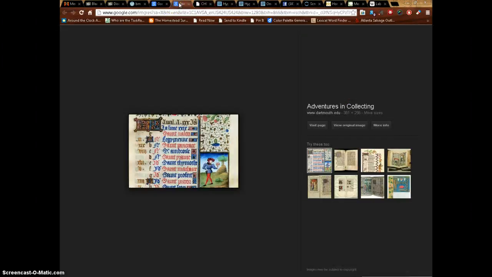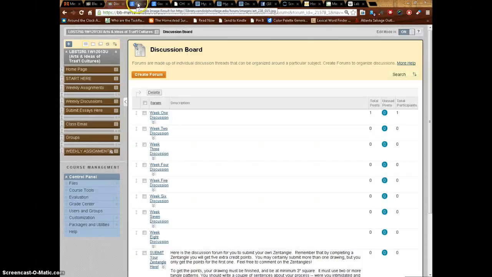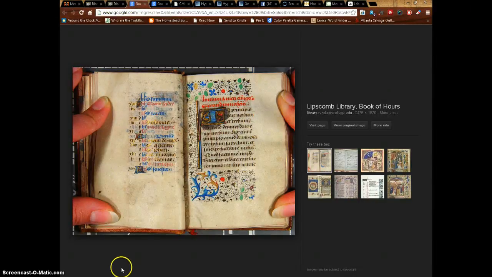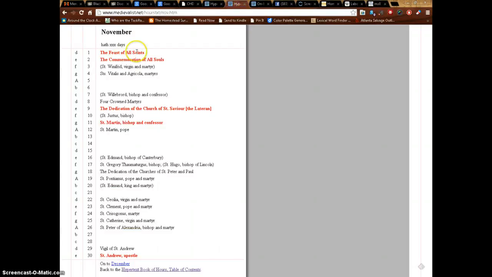So let's see, those are other calendars I had up, and I think I may have just lost this. So let me pause this and find my image again. All right, here I am again. And so I know that I don't have all the way at the bottom, so I can't look for Andrew, but I can look for Les Toussaints. So going back to my hypertext book of hours, that's All Saints.